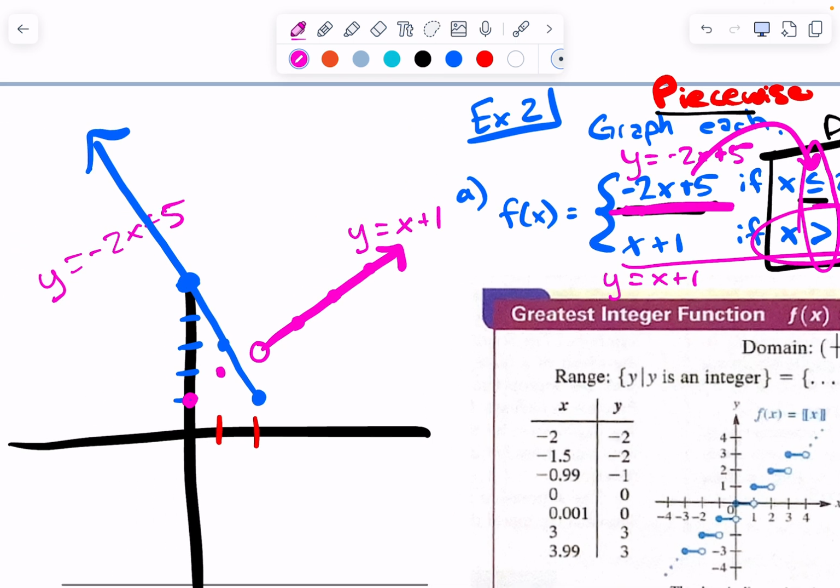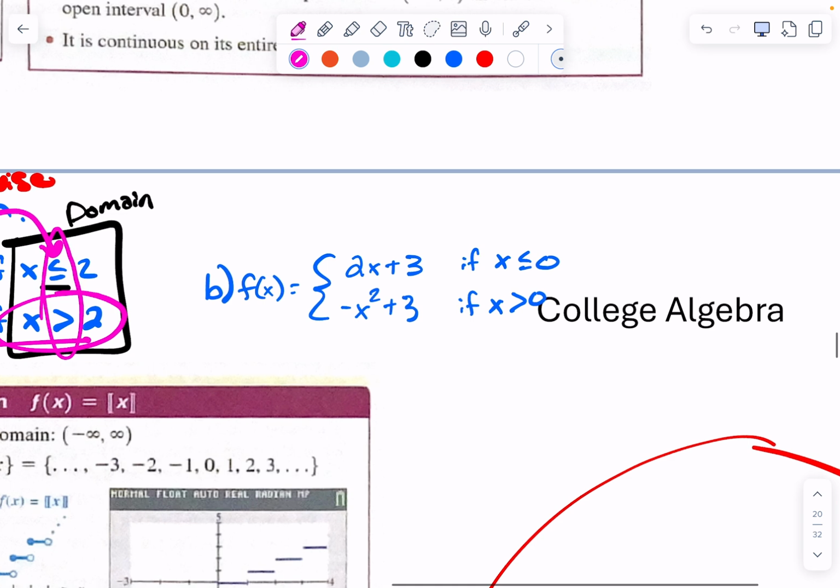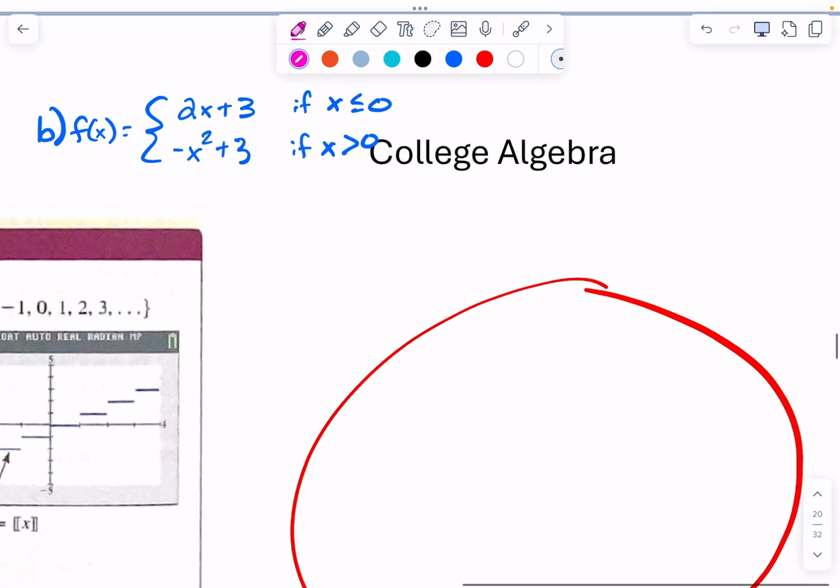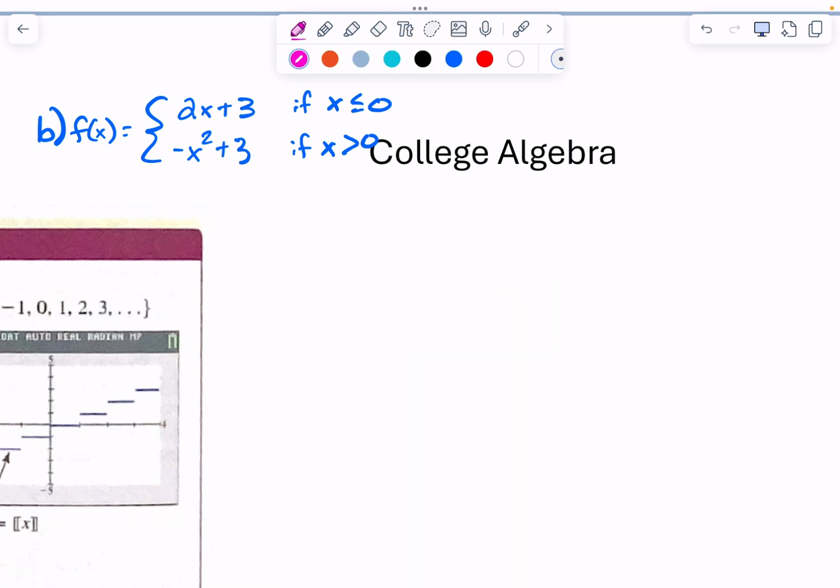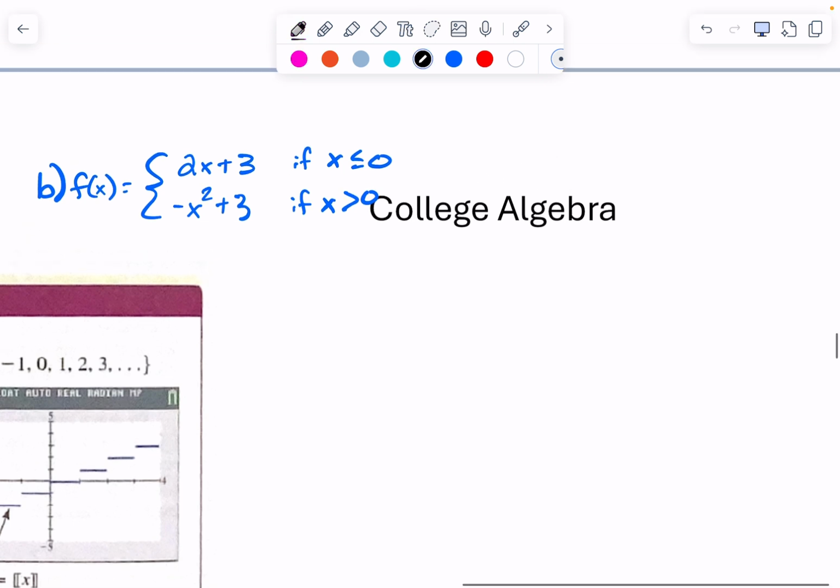Example 2, part A? Okay. Part B is this guy right here. So I'm going to put him over here on this side. It's just another one to practice. Before we graph this thing, I know your homework assignment asks you to do this.